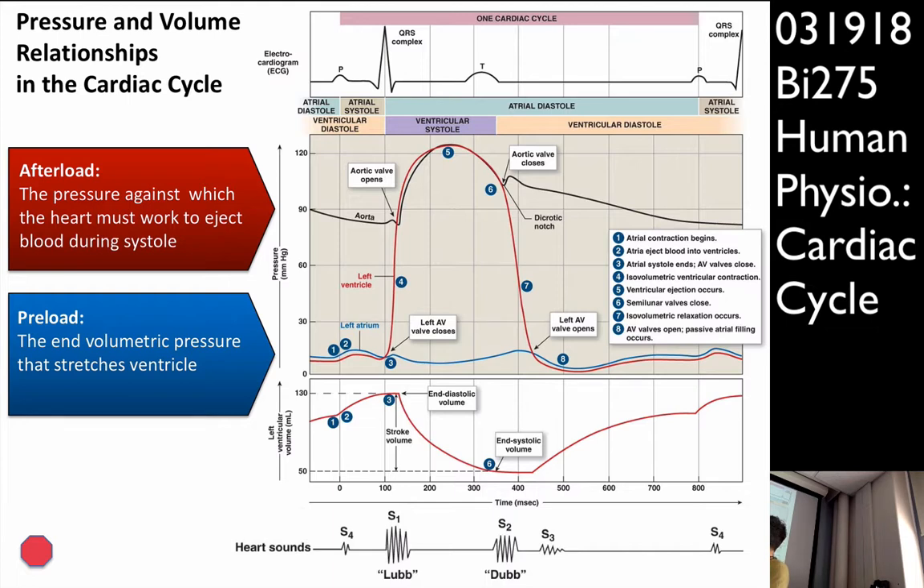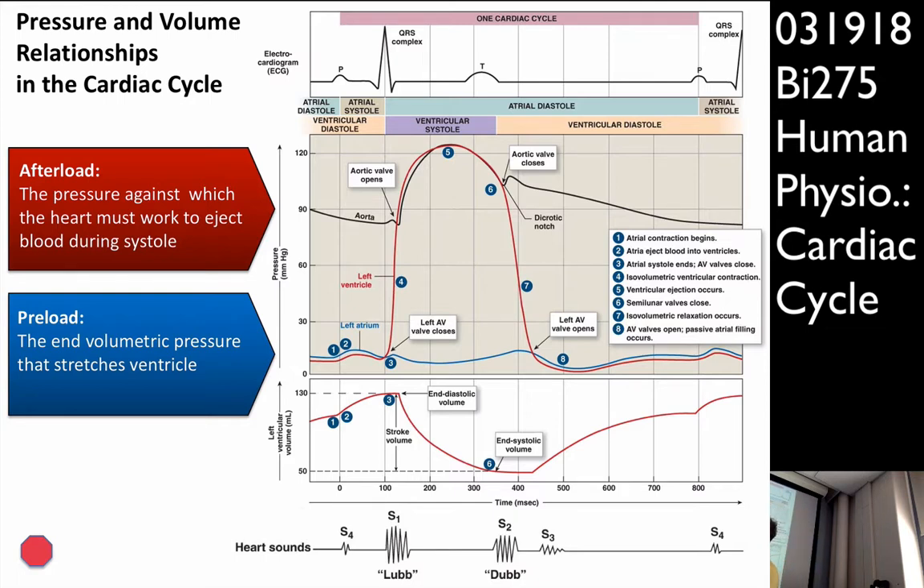The AV valve closes as the conduction reaches the AV node, and we begin to have ventricular contraction. We're going to enter ventricular systole right now, and this is coincident with the QRS complex. So the AV valve, the mitral valve, the bicuspid valve, all the same name, shuts, and we enter the first phase of ventricular systole, where the pressure begins to skyrocket.